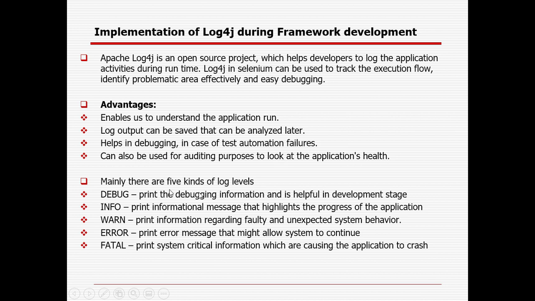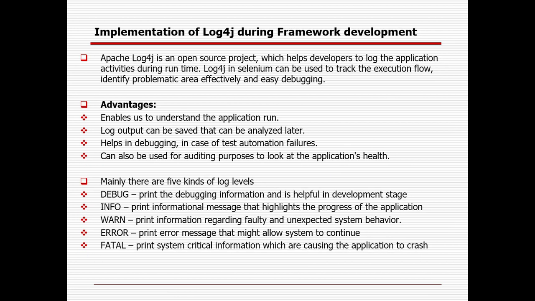There are primarily different kinds of logs available. Debug prints debug information, helpful in the development stage. Info is just information that you want to pass and print. Warn is for an expected warning; it's not a failure but a warning. Error is for any systematic deviation from the expected actual result, or an error message. And fatal means a critical situation where the application is crashing, for example a network failure or an application shutdown.